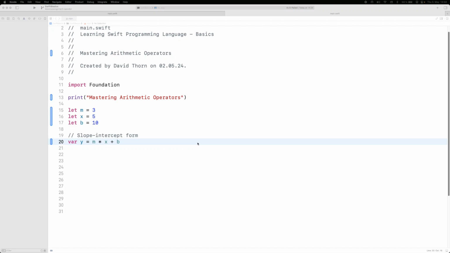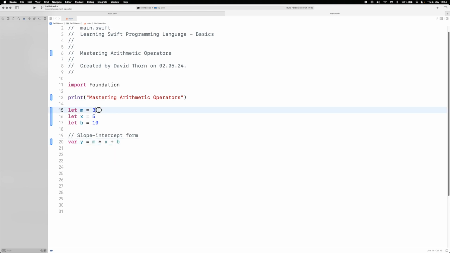In this video, we're going to be talking all about arithmetic operators using the Swift programming language. This is also going to be a little bit of a maths lesson too, because it works perfectly with it. So let's just start with a couple of variables. We've got let m is equal to 3, and this is the slope, and x is the x position on the graph, and b is the y-intercept on the graph.